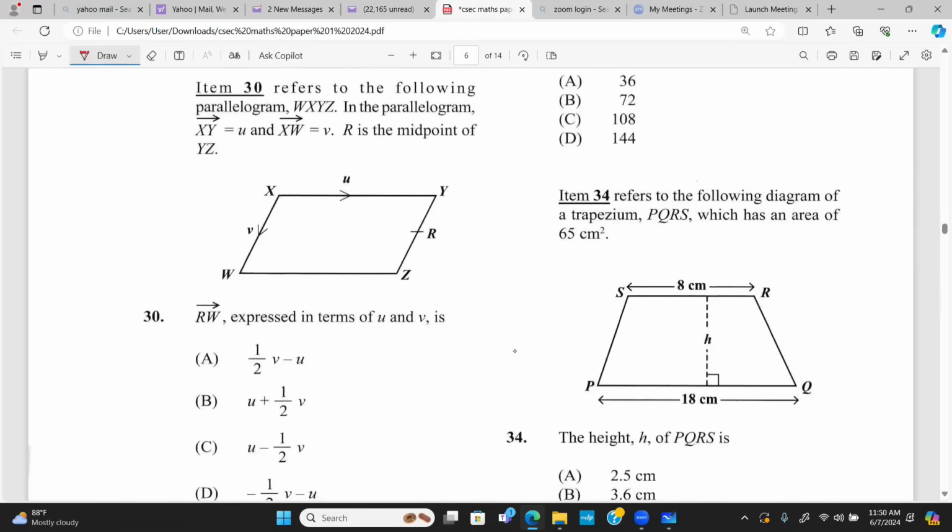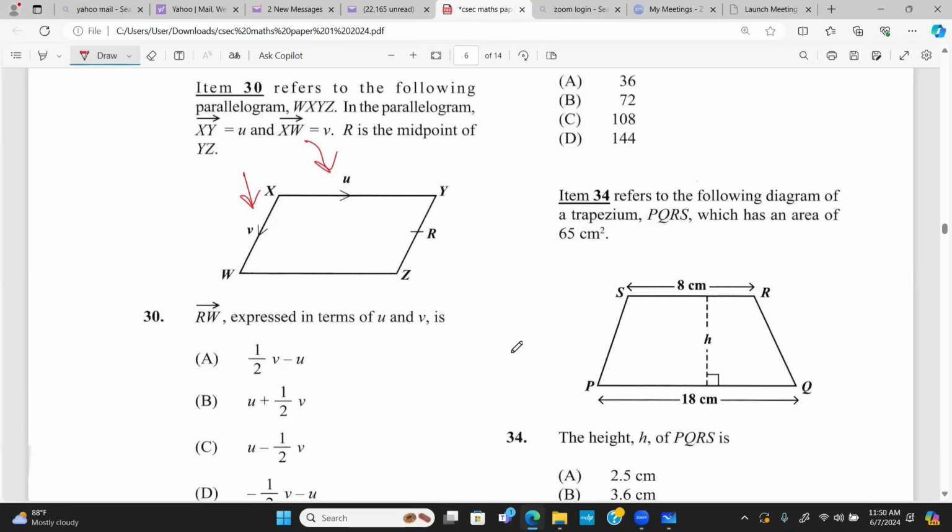All right, so item 30 refers to the following parallelogram, WXYZ. Looking at the arrow from X to Y, that is U, and the arrow from W to X is V. We have to follow the arrows. Pay attention to where the arrows are pointing. R is the midpoint of ZY. All right, good.